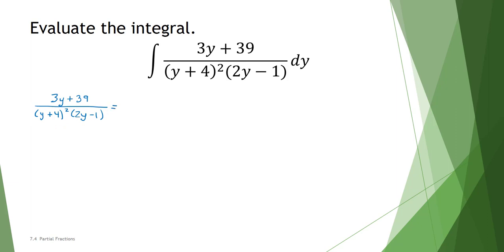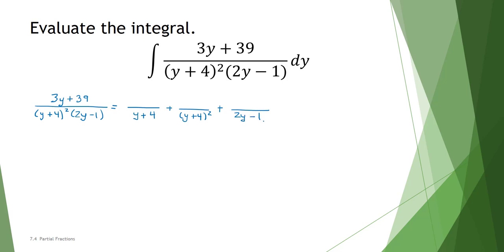When I break this down, I notice that I have the factor y + 4. So I have a fraction that has y + 4 on the bottom. Because the y + 4 is squared, I have a second fraction that has (y + 4) squared on the bottom. Lastly, I'll have a fraction that has 2y - 1 on the bottom.